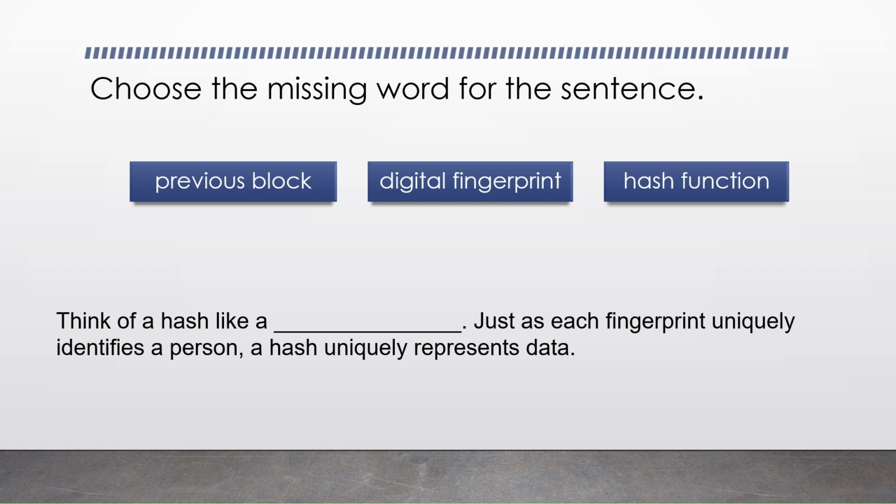Okay, the next one here, go ahead and pause the video, think about it for a moment. Let us know what you think the answer is there in the comments below. Okay, so we can think of a hash like a digital fingerprint. Just as each fingerprint uniquely identifies a person, a hash uniquely represents data.